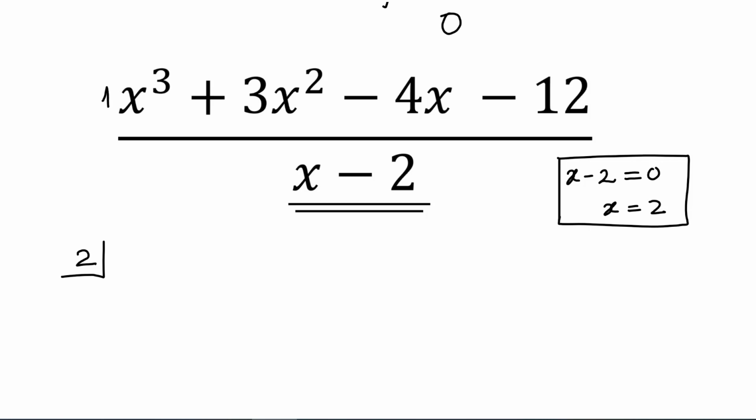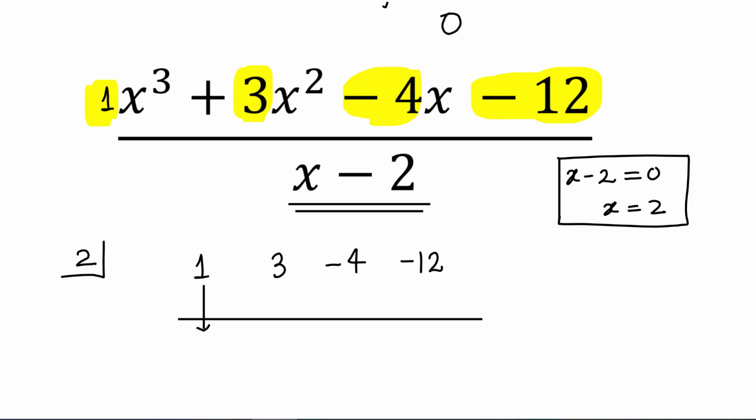And now what are the coefficients in the numerator? We have one coefficient 1, another coefficient 3, another minus 4, and the constant term minus 12. So let us write them down here. So we have 1, then 3, then minus 4, and then minus 12. In the first step, let us bring this 1 down here.